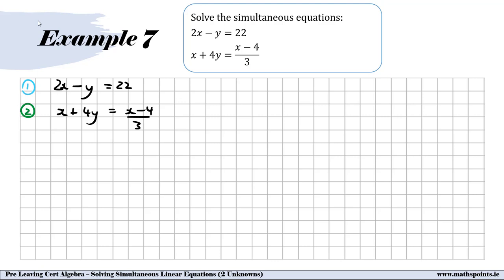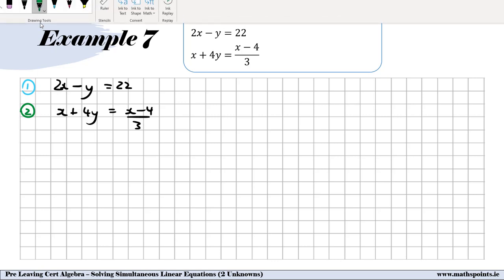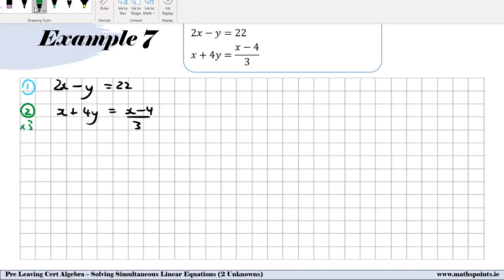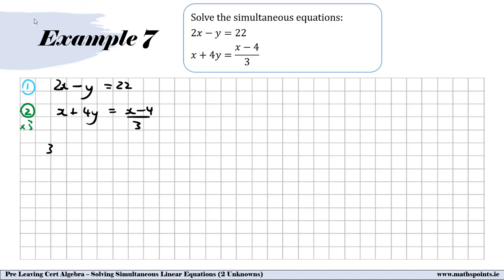So the first thing I'm going to do is, with equation 2, I'm going to multiply both sides by 3. I can see that if I multiply both sides by 3, that will get rid of the fraction from the right hand side. So multiplying the left hand side by 3, I have 3 times (x plus 4y), and that's equal to 3 times (x minus 4) over 3. Now some people, when they're writing this down and multiplying both sides by 3, may not write this 3, they may just cancel the 3 on the bottom, which we'll do in a minute, but I'm just writing down the step to see that we did the same thing to both sides, which we're allowed to do.